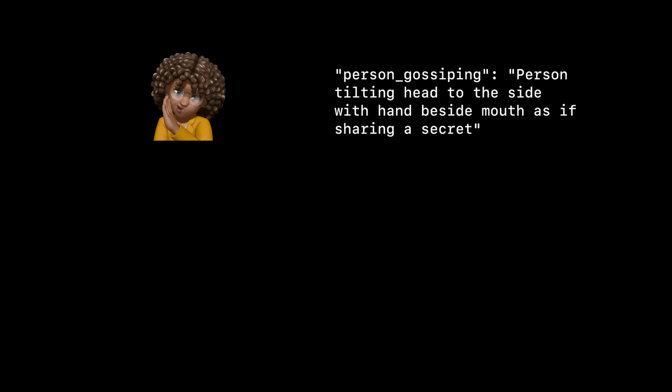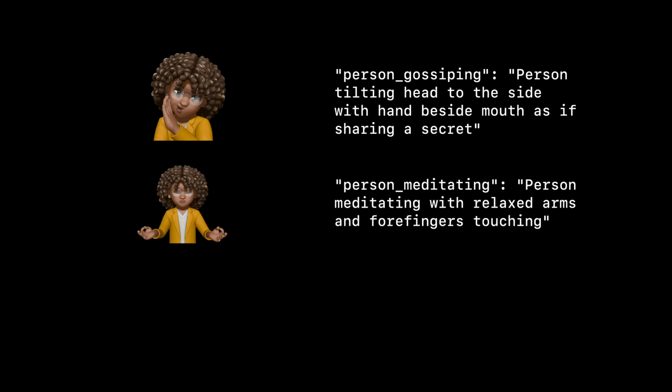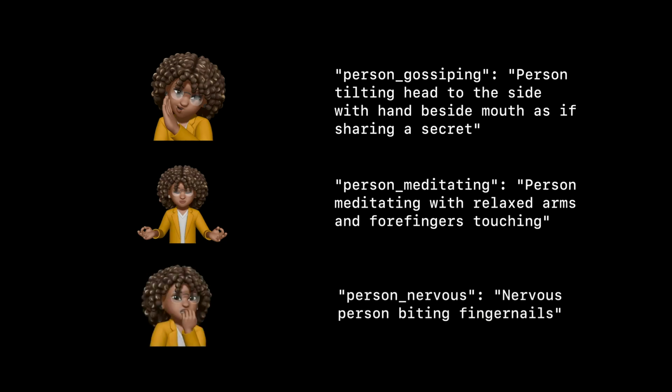This first one is described as "person tilting head to the side with hand beside mouth as if sharing a secret." Notice that it isn't just the physical details that are described, but the intention, as if sharing a secret. The second one is described as "person meditating with relaxed arms and forefingers touching." Again, both the physical details, relaxed arms, and forefingers touching, and the context of meditation are described. And the third example again describes both context and position, "nervous person biting fingernails." Notice also that each of these examples is described as a person, not say a man or a woman.